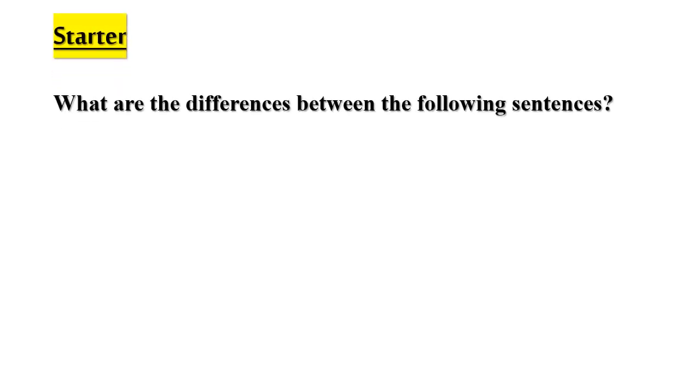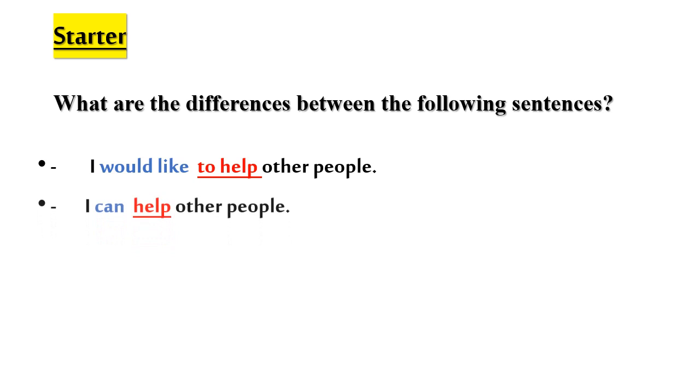The question says, what are the differences between the following sentences or examples? Example 1. I'd like to help other people. Example 2. I can help other people. Take your time and try to tell the differences between them. Well, let's focus on the words in blue, would like, and the words in red to help. What we can see here, after would like comes to plus the base form of the verb help, to help.